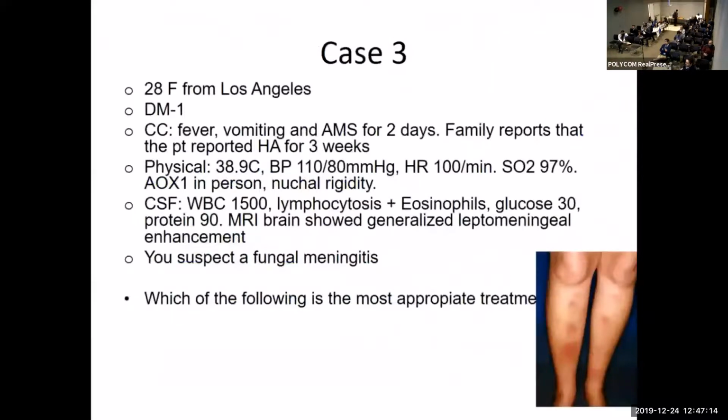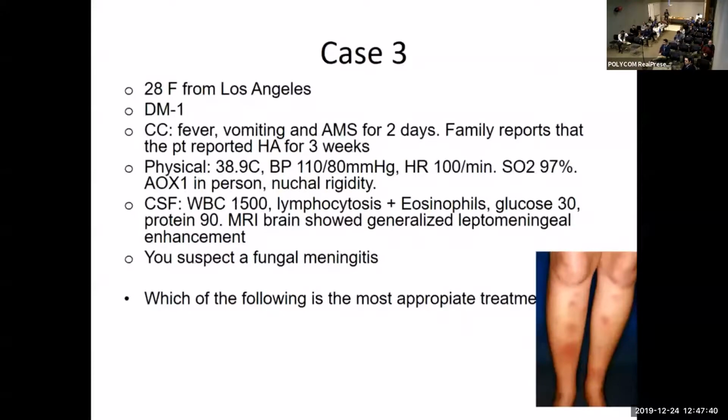So case 3: this is a 28-year-old female from Los Angeles. She has a past medical history of type 1 diabetes. She comes with fever, vomiting, altered mental status for 2 days. Family reports that she has not been herself in the last 3 weeks, and she's complaining of headache. On physical, she has fever, she's tachycardic. Because of the altered mental status, they do an LP.